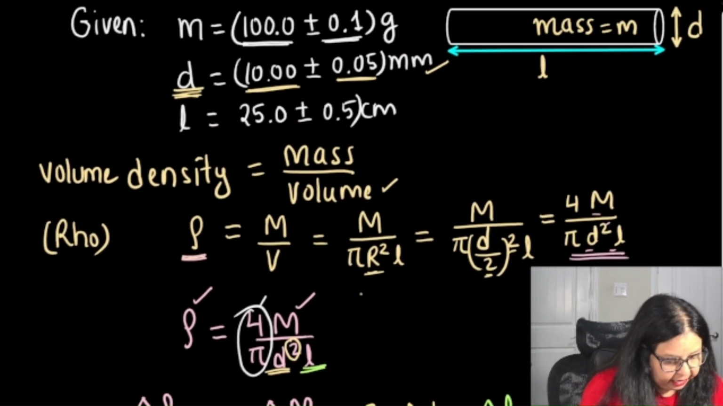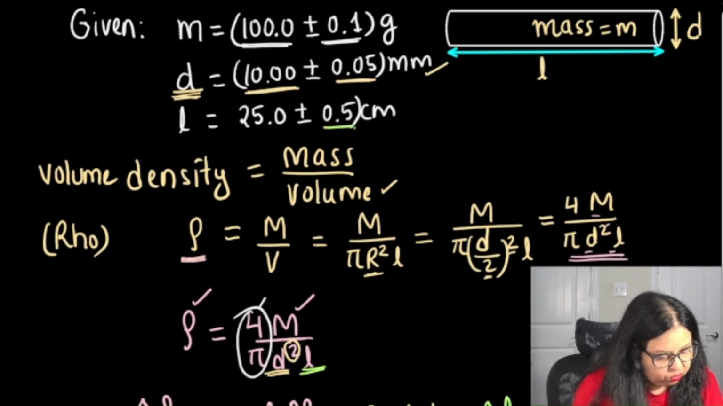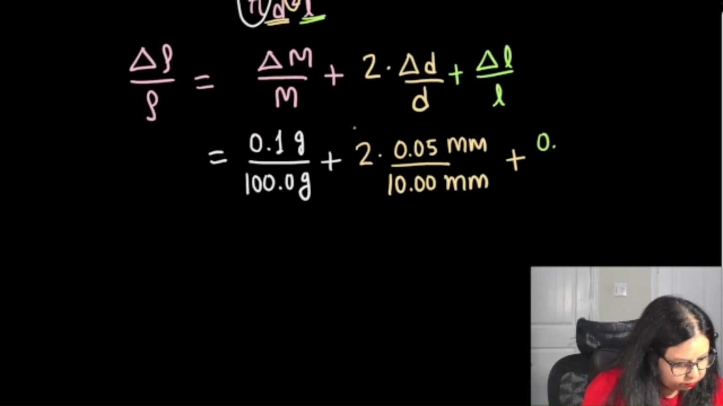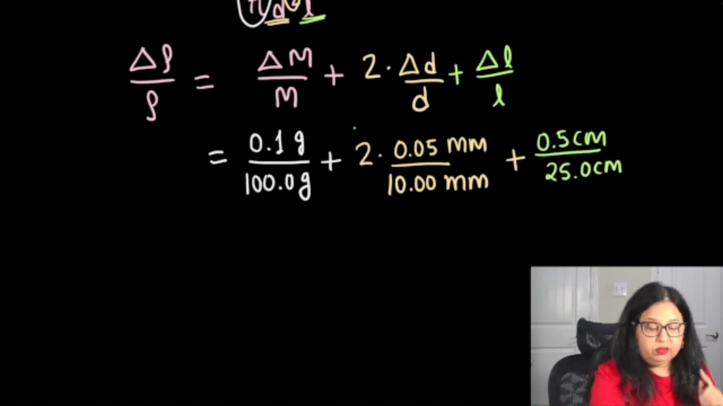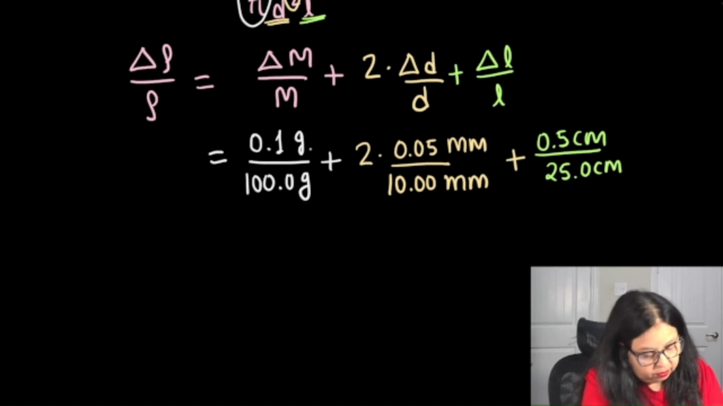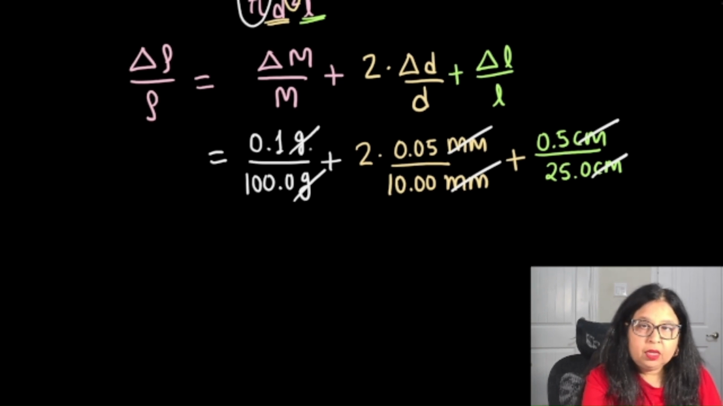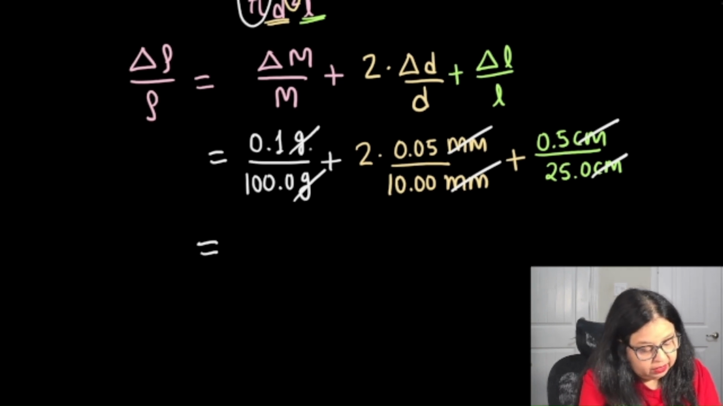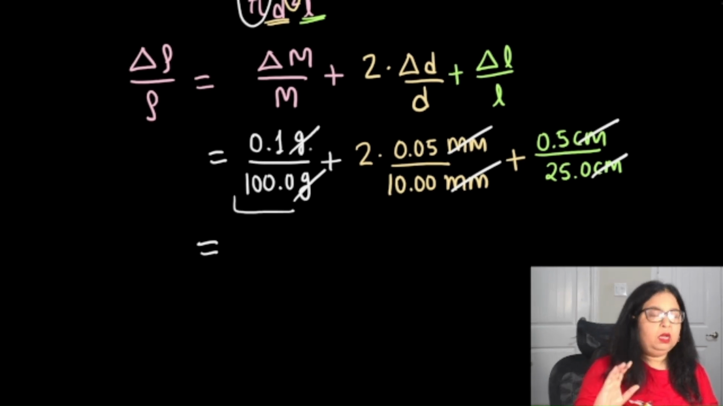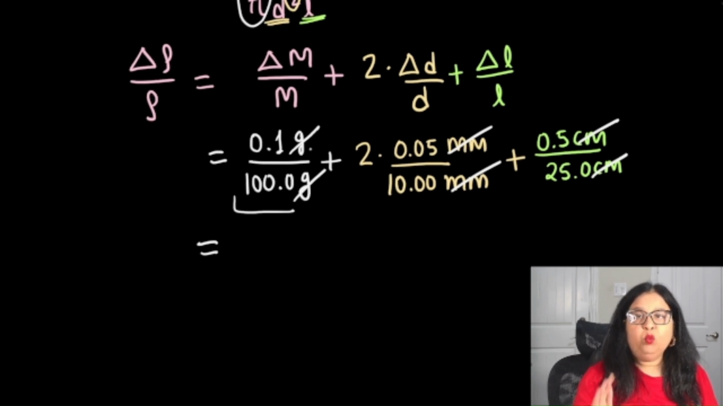Plus delta L. Delta L is 0.5 centimeters and L was 25.0 centimeters. Now you will see that all of these units, they cancel out very beautifully. Now, next thing is that to solve for this first term, we can multiply and divide by a 10. That will give us 1 divided by 1,000 for the first term.